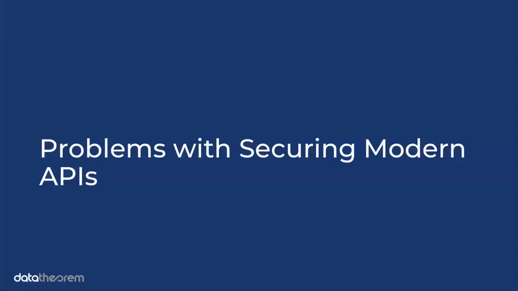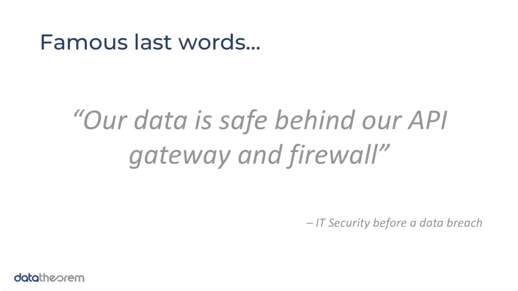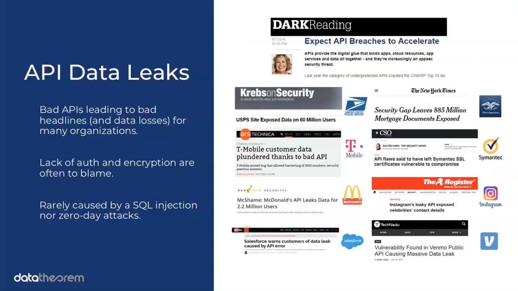And so what are the problems with securing these new modern APIs? We'll talk about this one right here. Right before a data breach, an IT security person can often think our data is safe because it's sitting behind our API gateway and firewall. There's been tremendous investment at the network layer to try to secure data, particularly with a perimeter-style approach. And yet, every month there is a new major headline of a data breach. Our watermark is that if an organization loses over a million records, it's almost always an API sitting behind how a million-plus records were stolen or accessed illegally.